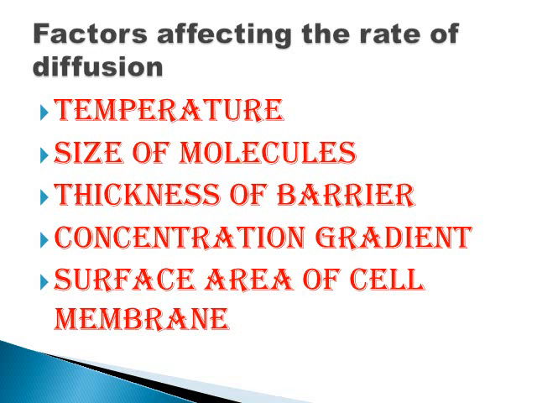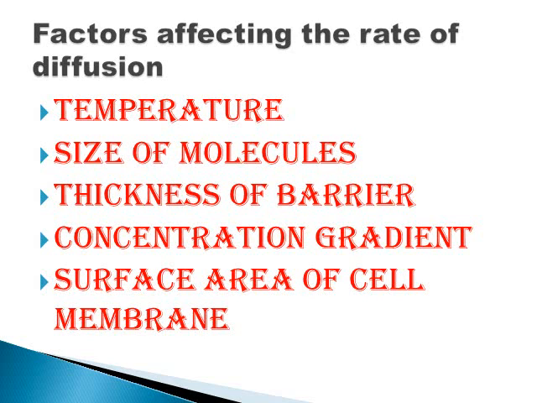Now which factors affect the rate of diffusion? Like when there will be a high rate of diffusion and when there will be a low rate of diffusion. The rate of diffusion depends on these factors. Number one is temperature, then size of molecules, third is thickness of a barrier, fourth is concentration gradient, and the last one is surface area of the cell membrane.